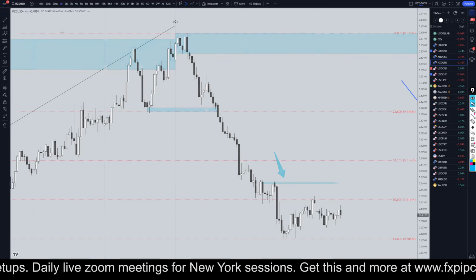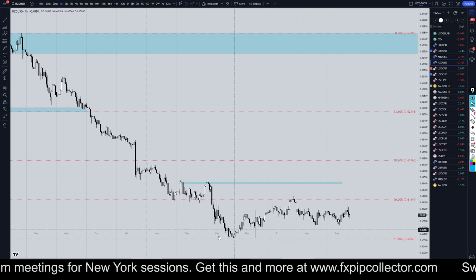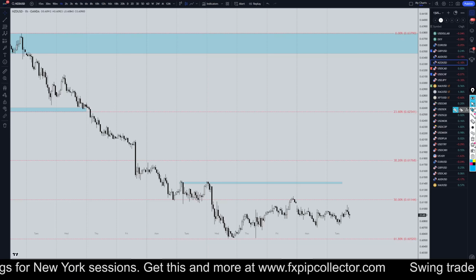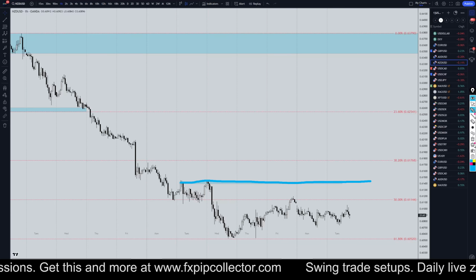So taking it right down to the 1 hour time frame, zoomed out a little bit. I am a swing trader, so I don't really label anything on these short time frames. But to me, until we get that break of structure, I'm definitely still looking for shorts.